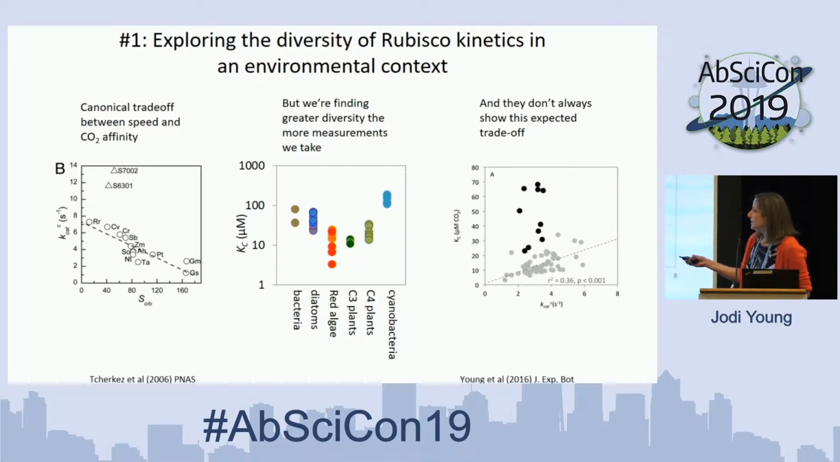And you can see this variable response. And I want to point out that this is a log scale on the y-axis, all right? So there's a truly dramatic range of Rubisco kinetics in these different organisms.